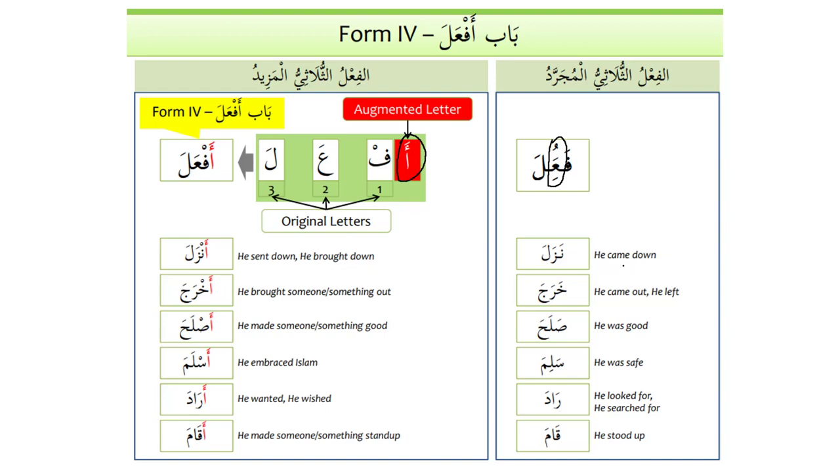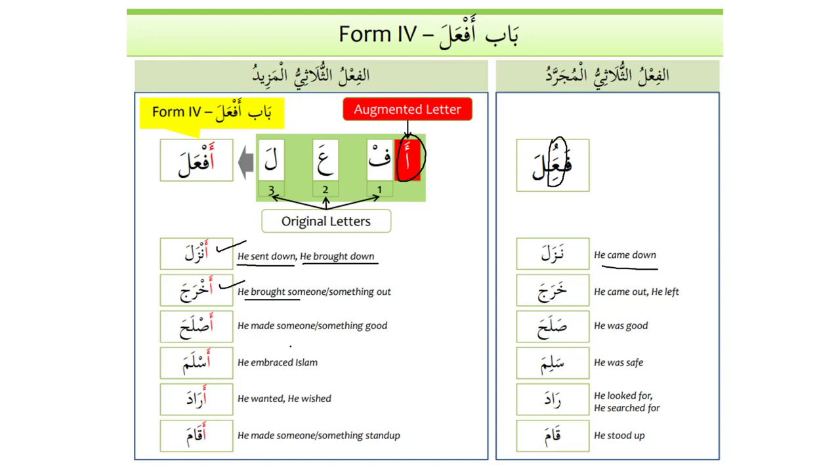So nazala, he came down, and when we bring it into form number 4, anzala, it means he sent down or he brought down. Kharaja, he came out. Akhraja, he brought something or someone out. So we know that this is causative and also transitive. It changes a verb that is lazim into mutaaddi, and also it means to cause someone to do something.